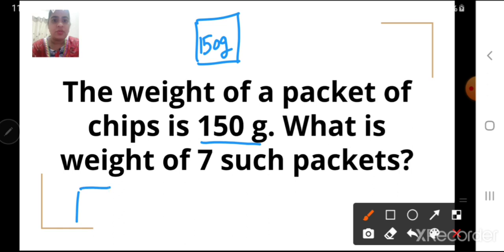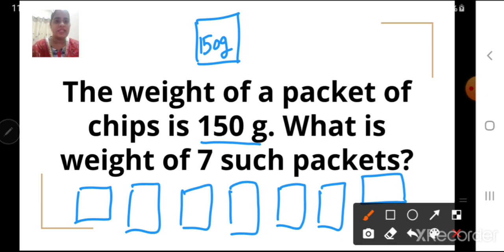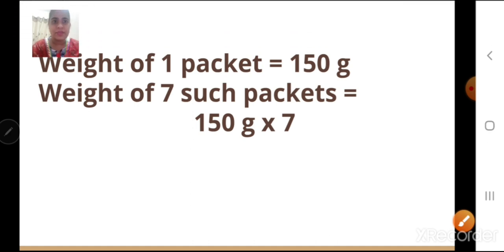So one packet, 2, 3, 4, 5, 6 and 7. We have to find out the weight of 7 such packets, correct? So how will we find out? One packet is given, so here we have to multiply. We will multiply 150 grams into 7 such packets, and then we can get our answer. First, let us write the statements.